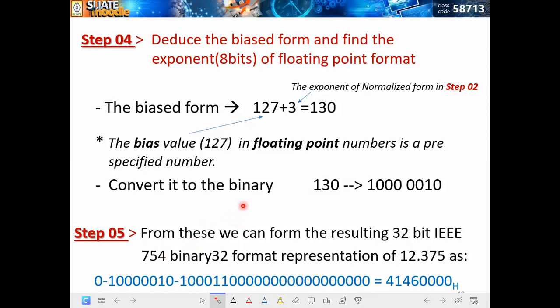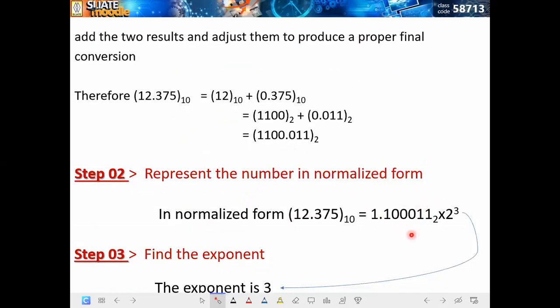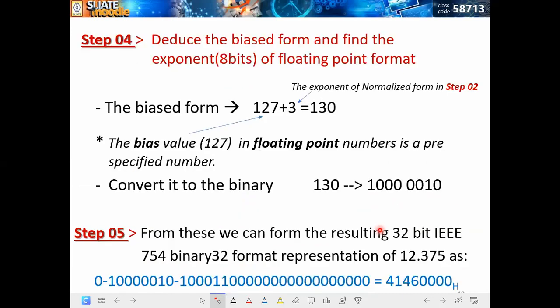Then step 5, from these we can form the resulting 32-bit IEEE 754 binary32 format representation, right? Then the exponent of this format, the exponent which is used in the format, not the previous one, right? Make tamai apita represent කරනකොට 32-bit floating point එකේ represent කරනකොට ඕන කරන exponent එක හදාගන්න තමයි අපි මේ වැඩේ කරන්නේ. මේක තමයි එහෙනම් ඒක. Right? For the exponent you can take this one and represent it here.